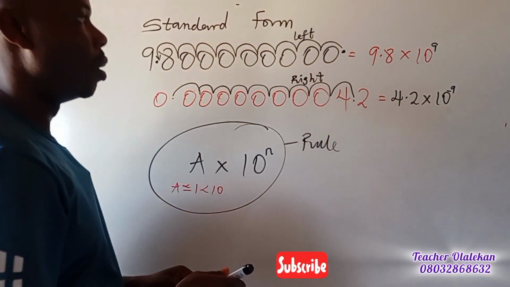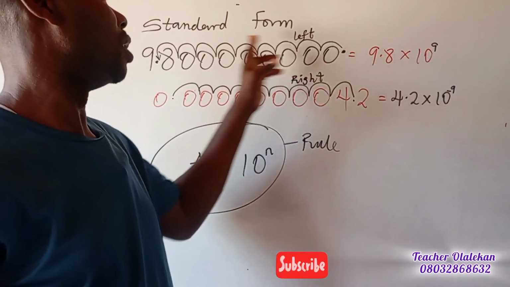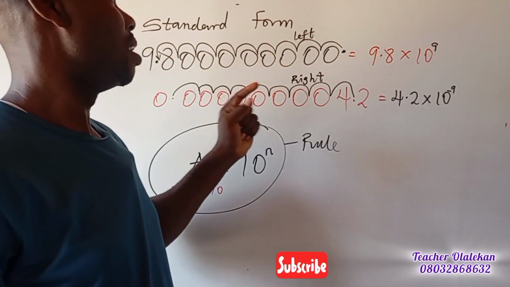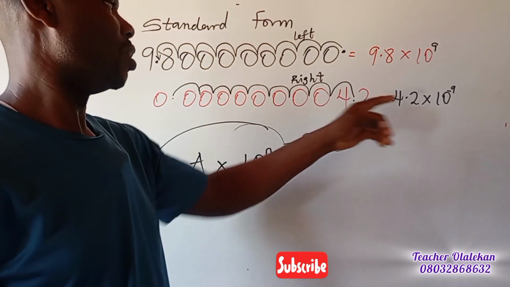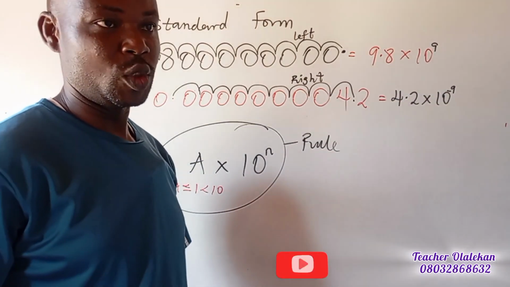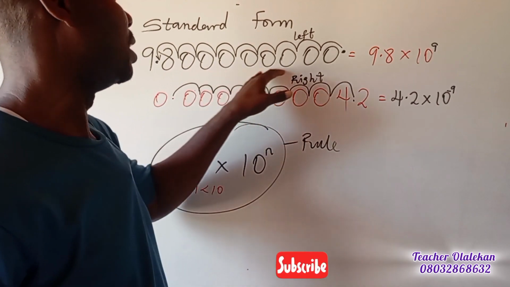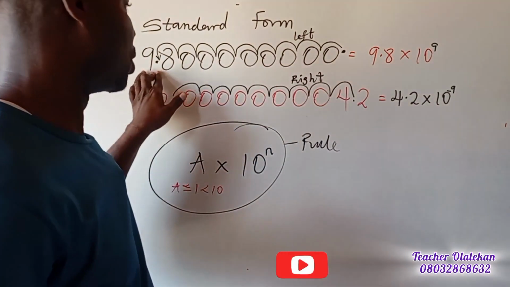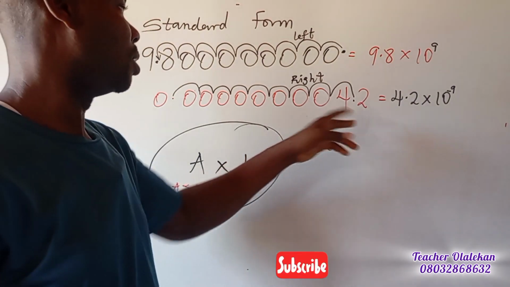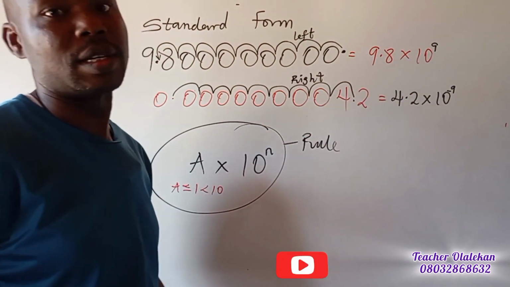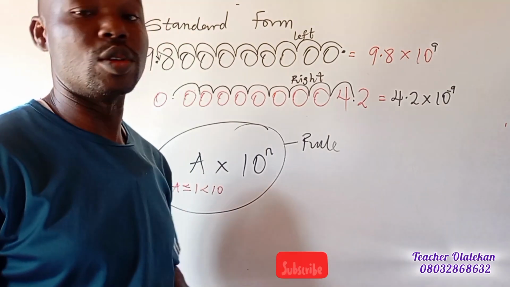So the rule for having a positive or a negative index is: when your point moves to the left, the exponent will be positive, and when your point moves to the right, you have a negative exponent. Or better still, when your zeros are at the right side of the figure, it will be positive, but when your zeros are at the left side of the figure, it is going to be negative. That's another way you can judge whether your exponent is going to be positive or negative.